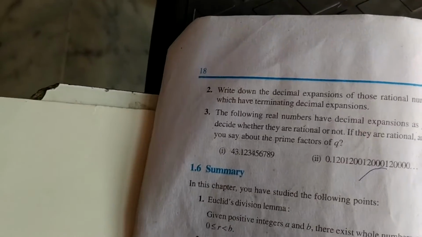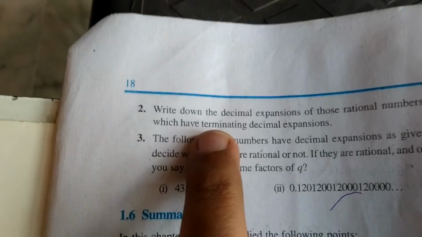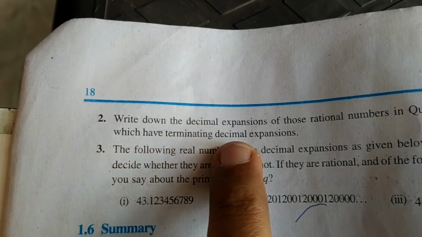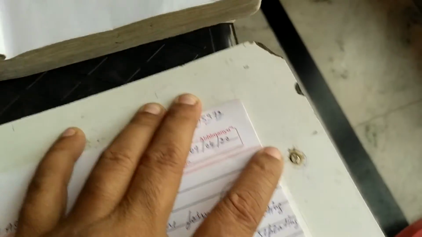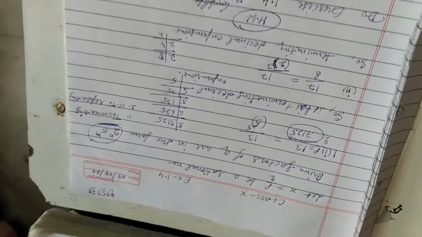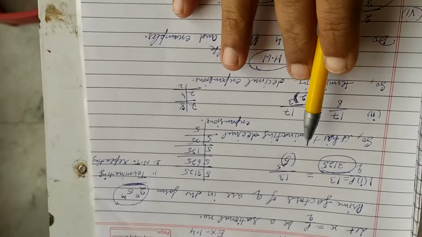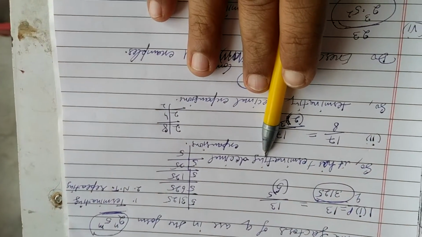Come on, second. Write down the decimal expansions of those rational numbers in question first above which have terminating decimal expansions. Convert all the above numbers which are in the terminating form into the decimal form. Second, first part, because the first part is terminating.